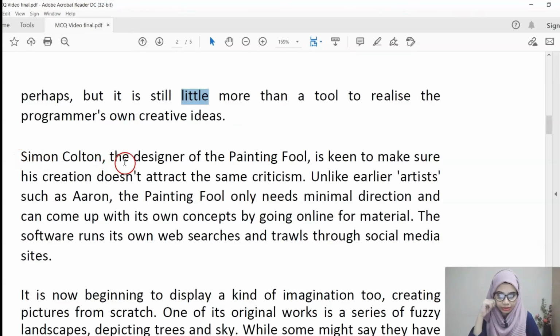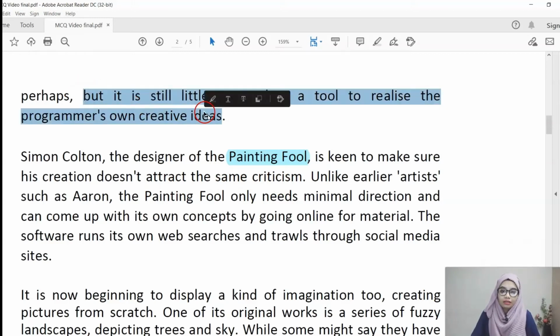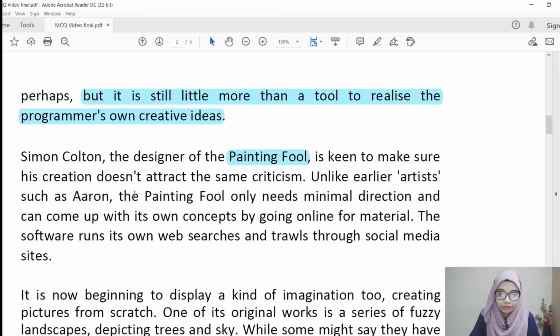Now, Simon Colton, the designer of the Painting Fool. Now we have to see what the passage says about it. "Is keen to make sure his creation doesn't attract the same criticism." So this is the criticism that Aaron attracted. So we are going to highlight that. "Unlike earlier artists such as Aaron", here we are now coming to the difference, because the word they have used is "unlike". So this is another roundabout way of saying that they had a difference.